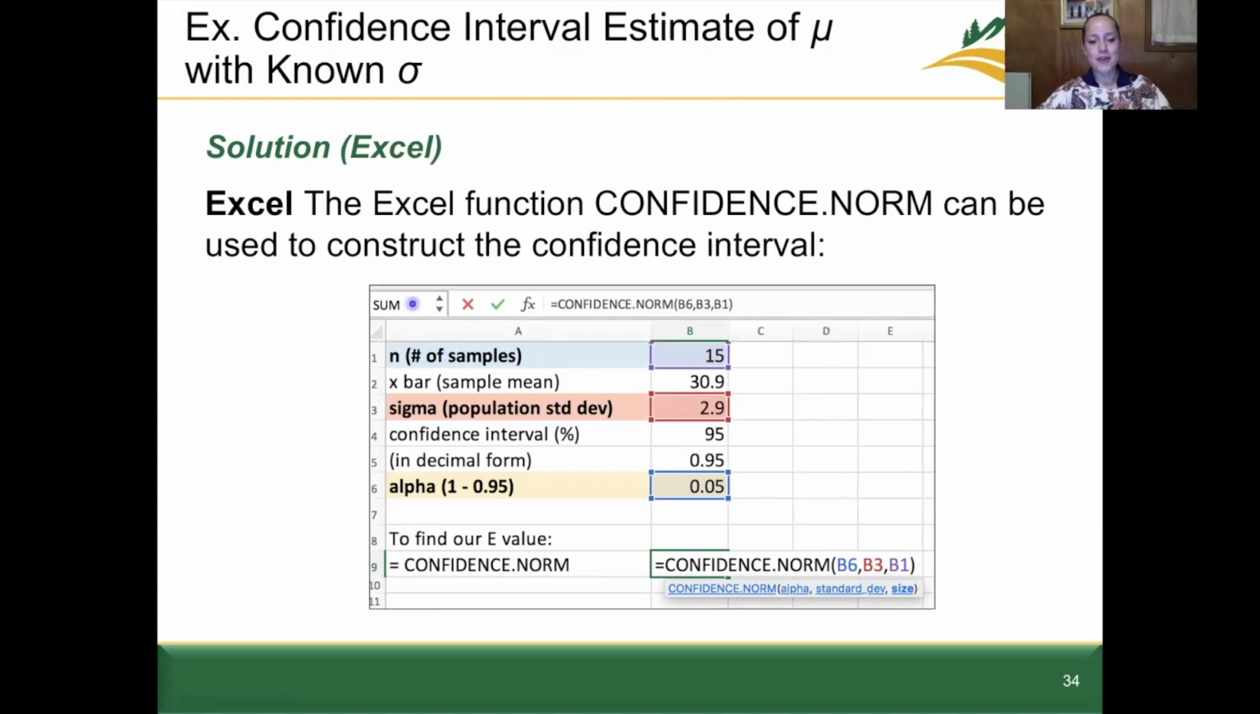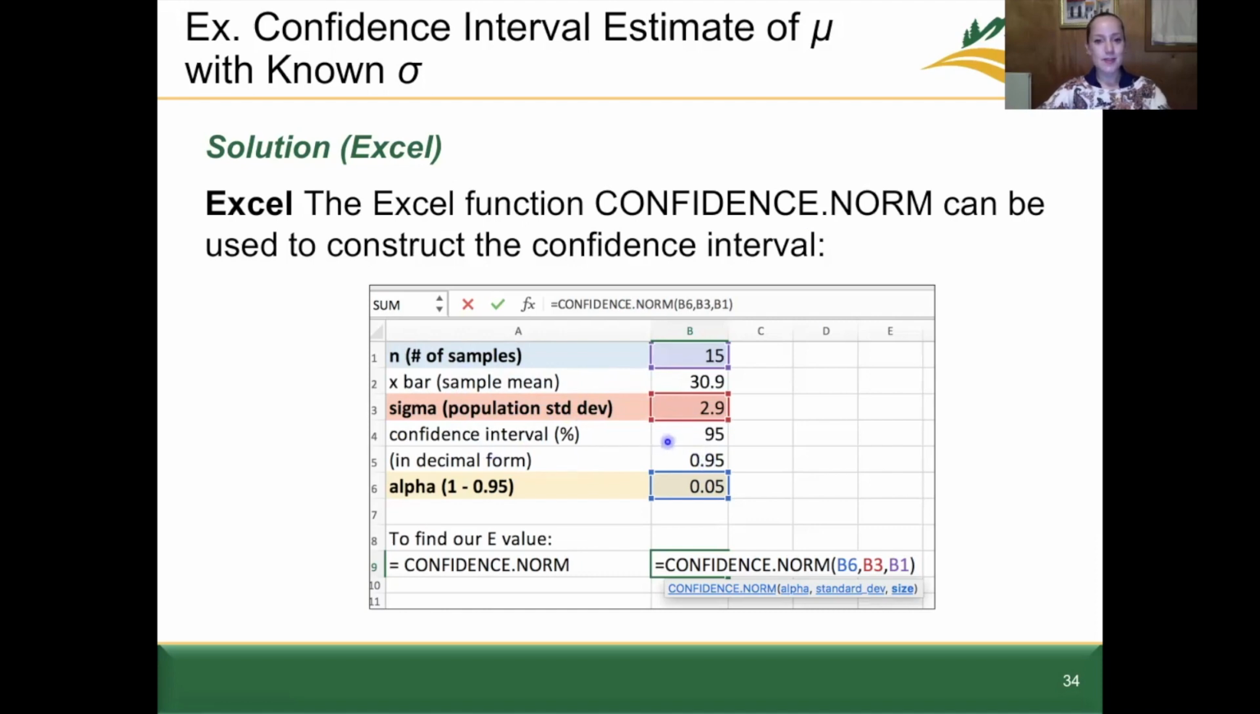So the first row I did was labeling n, my number of samples. We had 15 different weights we were working with. We were also given x bar, the sample mean, that's 30.9. In the question, we were also given our population standard deviation, or sigma. We can assume that to be 2.9. We were told to work within this confidence interval of 95%, taking that out of a percentage, that's 0.95.